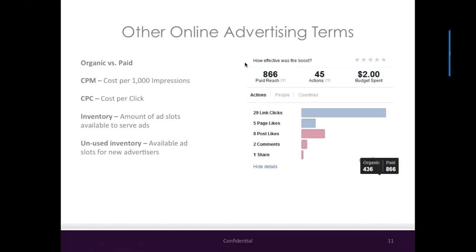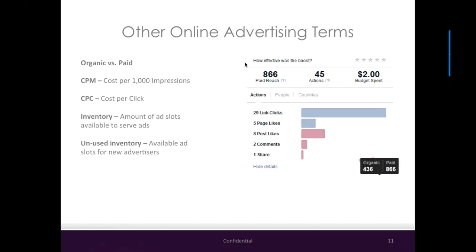We boosted this. We spent $2 to reach an additional 866 people. It's pretty effective. You can see there's a bunch of link clicks, some page likes. So here's what's cool. Your engaging content, if it's done right on Facebook, will add more likes, which increase your future organic reach if you continue to post good content.